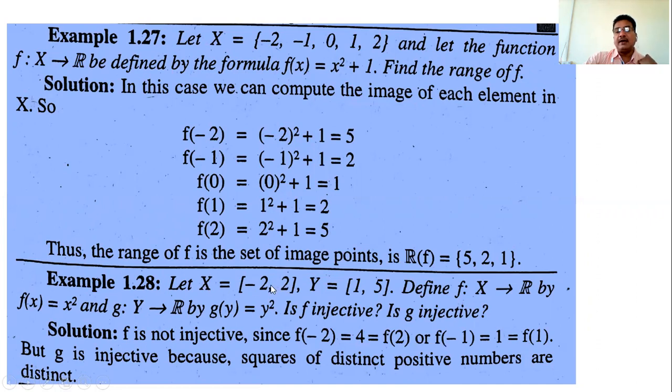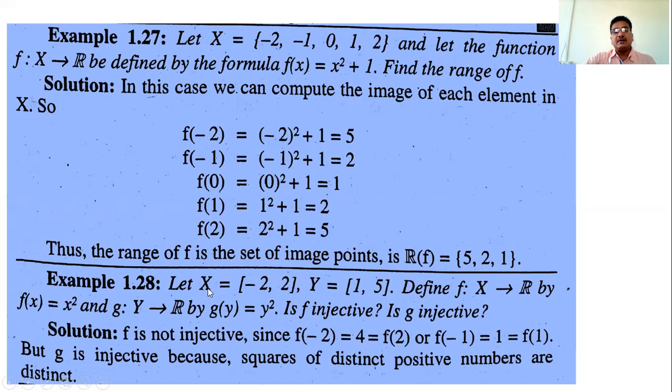Then 0 and then 1. And between 0 and 1, what are the numbers? 0.1, 0.11, 0.12, 0.13, 0.22, all these. Then 1, 1.5, 1.6, 1.1, up to 2. Not just up to 2, but 2 is also a member of this set. So this closed interval [-2, 2] is the set of all elements between -2 and 2, and -2 and 2 are also members of this set x.